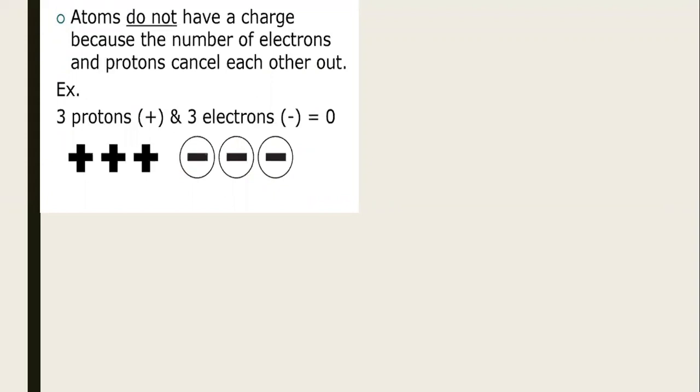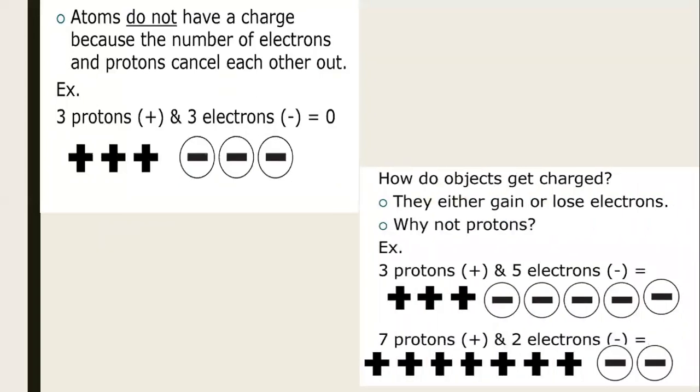Atoms generally do not have a charge because the number of electrons and protons are equal to each other and they cancel each other out. So, how do objects get charged? Objects get charged when they either gain or lose electrons.